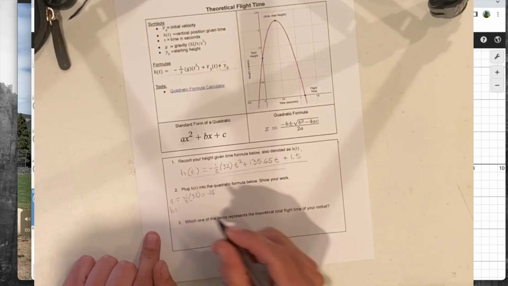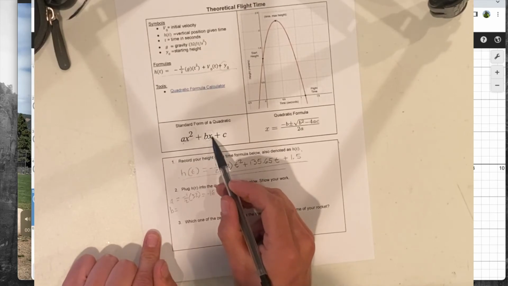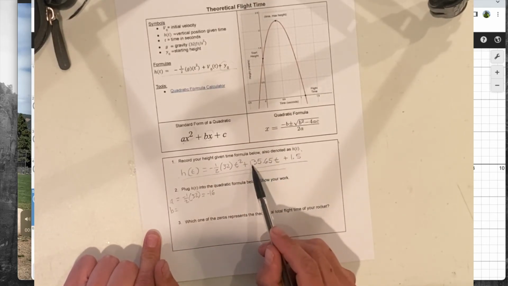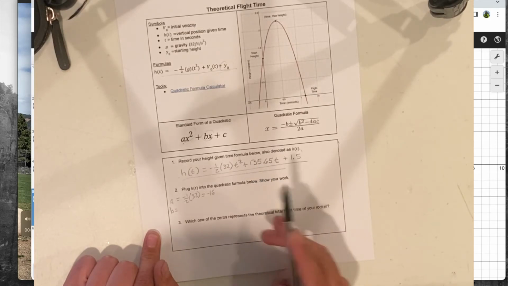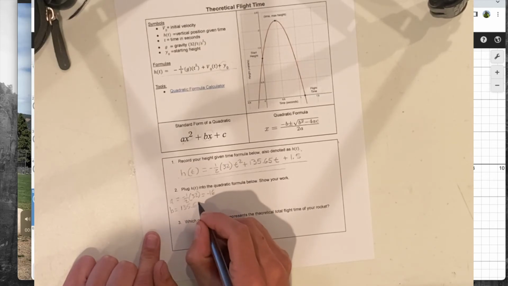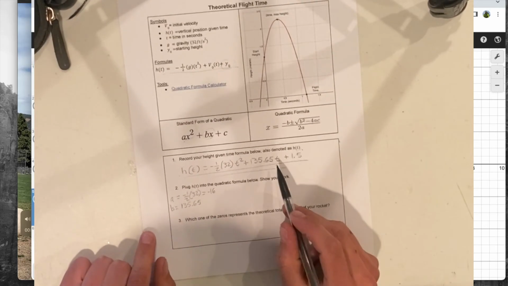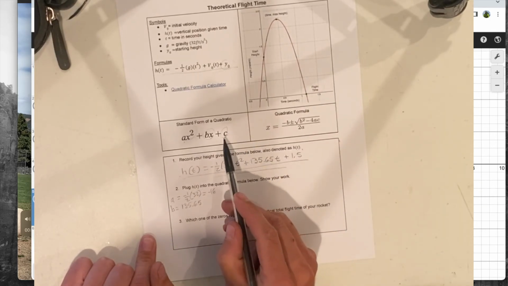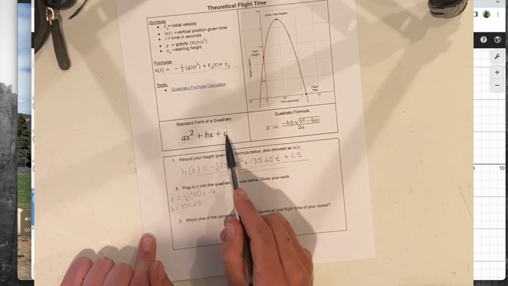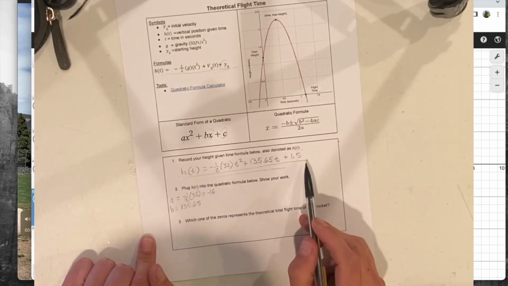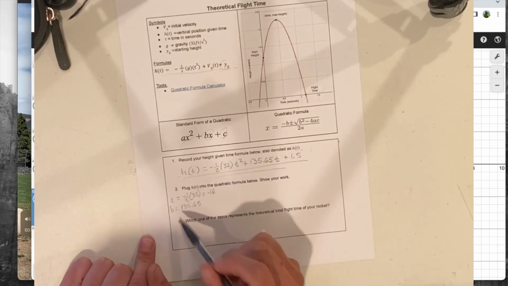B is always next to the x term right here. And our x term is just t by itself, and that's 135.65. So I'm just going to write 135.65 right here, and that's our b term. And then lastly, c is always the number that's by itself and doesn't have a variable attached to it, like x or t in this equation. Our c is 1.5.